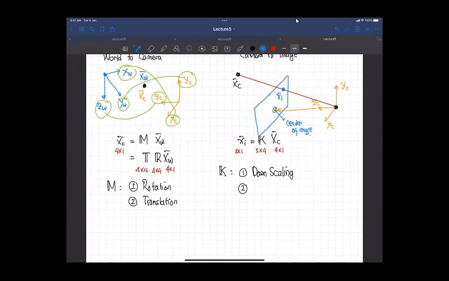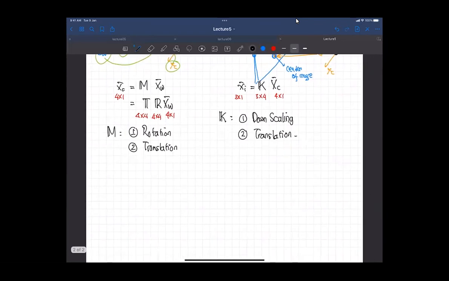So actually the center of your image coincides with the center of your camera, right? And this location here, if you don't do anything, is with respect to that center. But now we know that the center is not the origin. The origin is actually here, right? So what do we do then? It is translation.